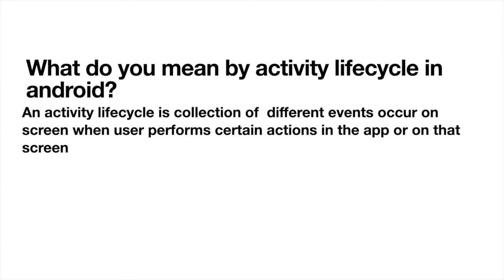So what do you mean by activity lifecycle? An activity lifecycle is a collection of different events which occur on screen when the user performs certain actions in the app or on that screen. So different events will occur.